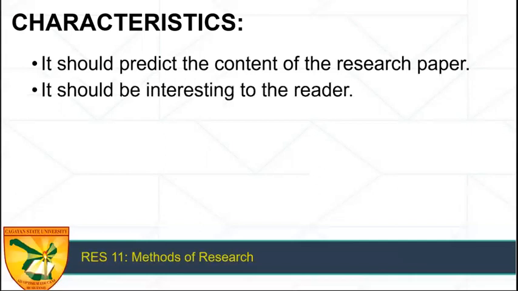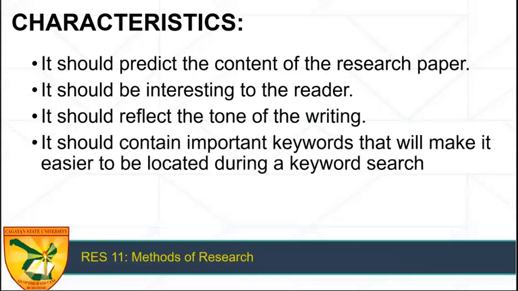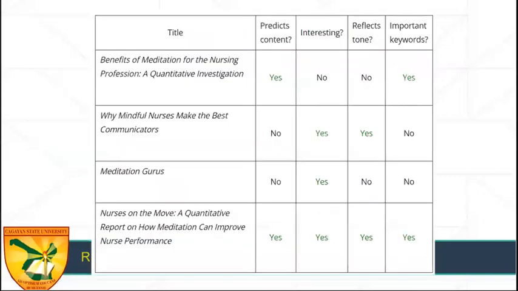It should be interesting to the reader. It should reflect the tone of the writing. And lastly, it should contain important keywords that will make it easier to be located during a keyword search. So for example, here are some titles, and check if they have the characteristics of a good research title.